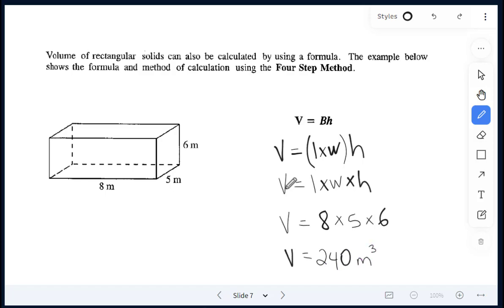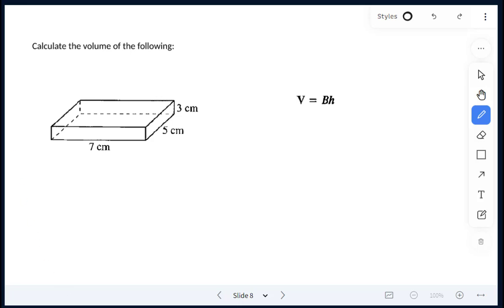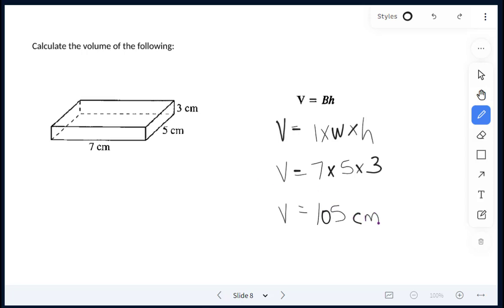Okay, again, make sure you're using cubed for volume because we are looking at a three-dimensional object. All right, so here again, volume is going to be area of the base. Area of the base is length times width, and then we'll multiply by height. So here, our length is 7 centimeters, our width is 5 centimeters, and then our height is shown here as 3 centimeters. Okay, so 7 times 5 times 3, which is 105. And this time our unit is centimeters cubed.